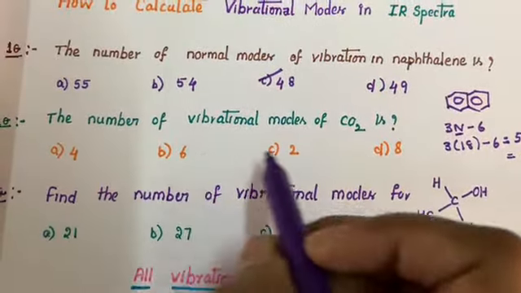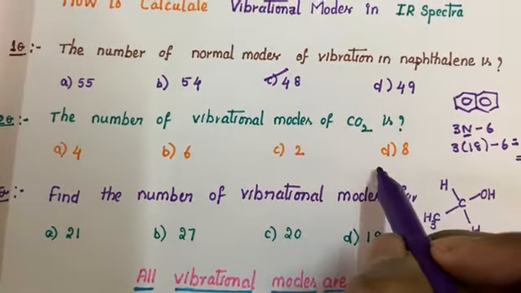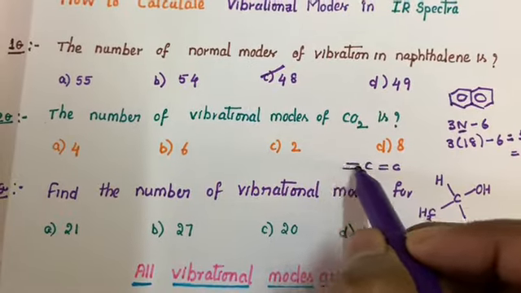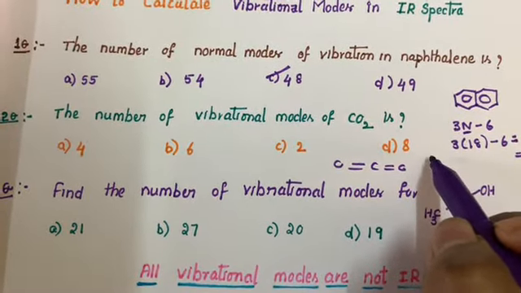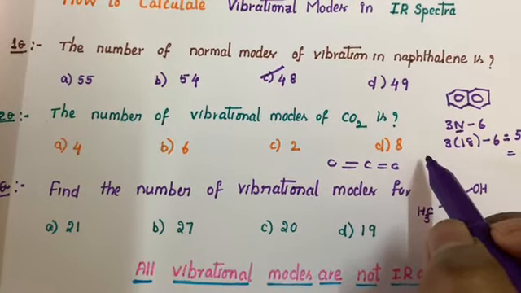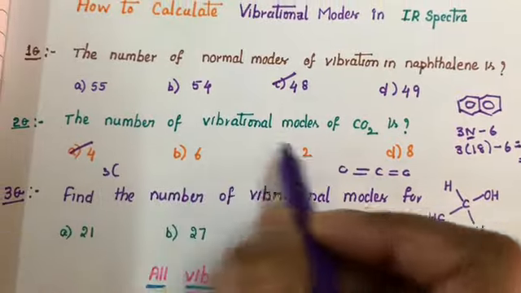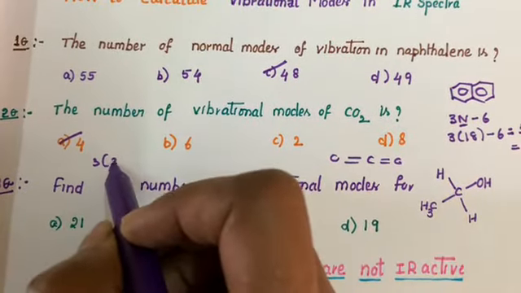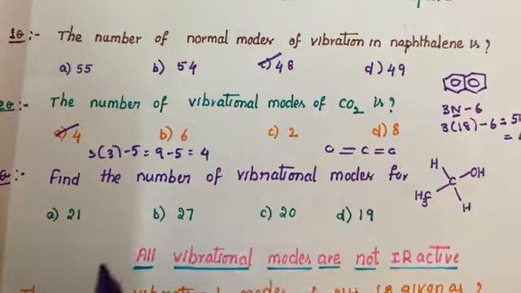The second question: the number of vibrational modes of CO2 is. CO2, as all of us know, is a linear molecule. So for a linear molecule, the formula is 3n minus 5. If you apply 3n minus 5 for CO2, you will get option 4, because 3n is 9 here, and 9 minus 5 equals 4.